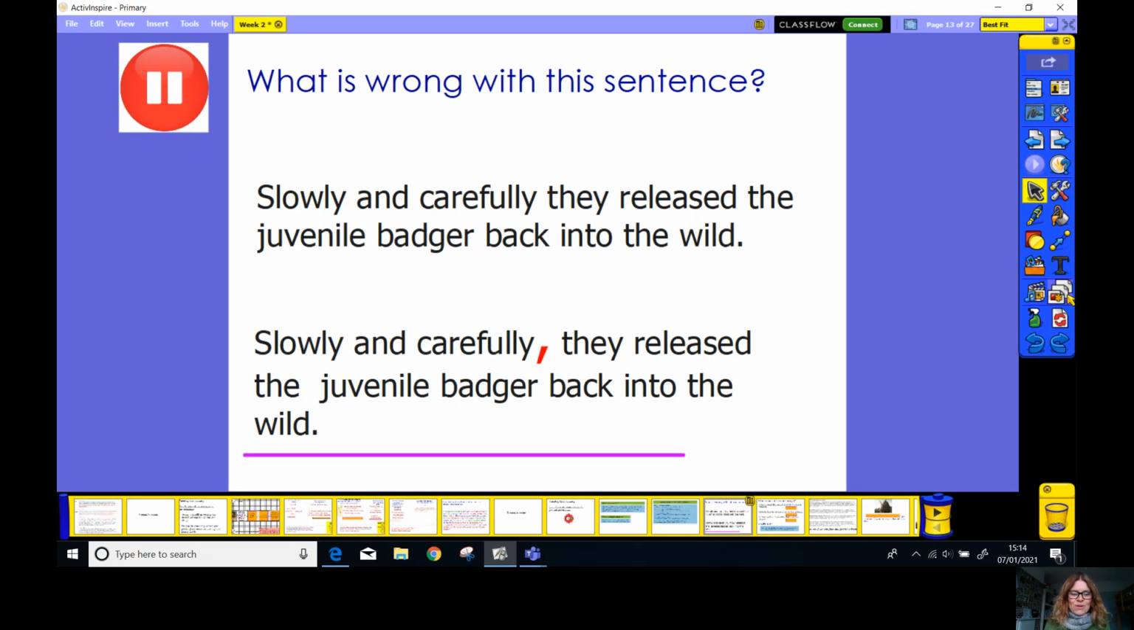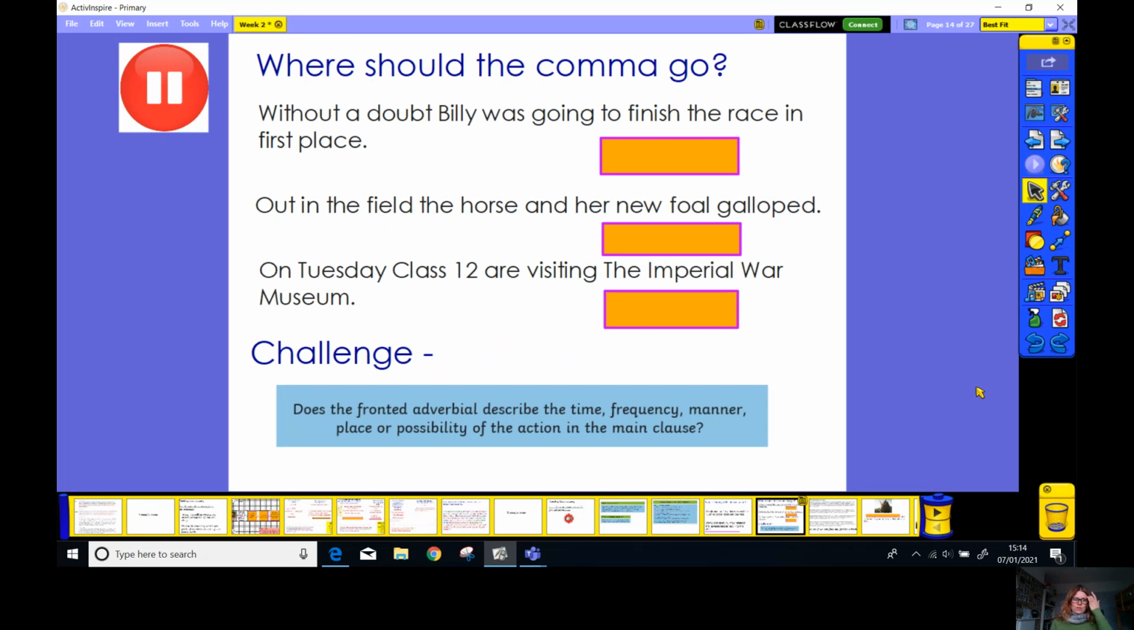Okay, let's move on then. Let's practise that, shall we? Let's have a look at some sentences. I've got three sentences here, and they're all missing the comma in the correct place. So where should the comma go? Read it out loud and then think, where would the comma go? Perhaps you could write it in your book so I can see where the comma would go in your writing. Do that for each of them.